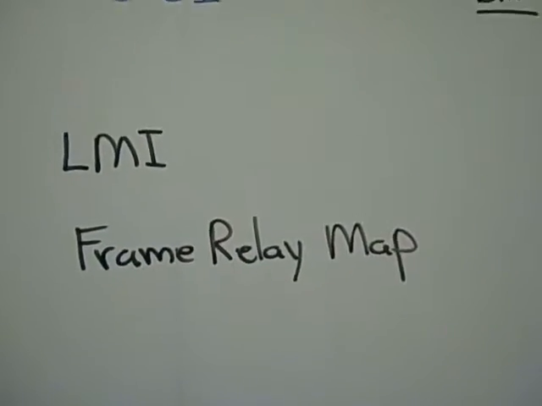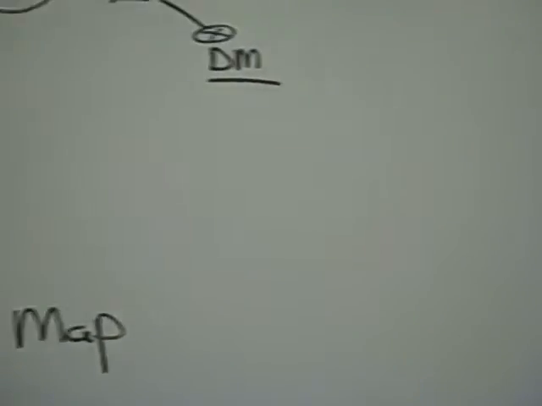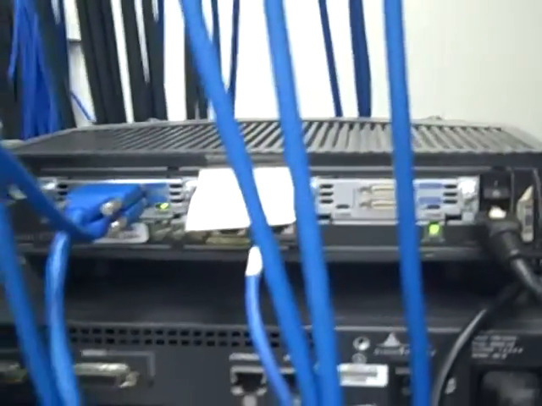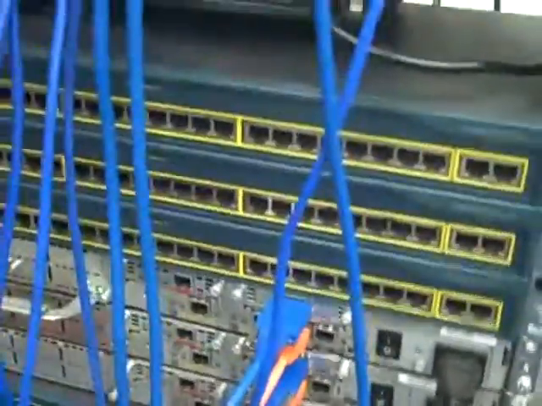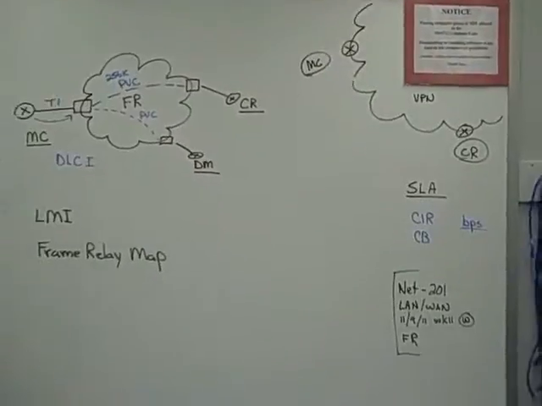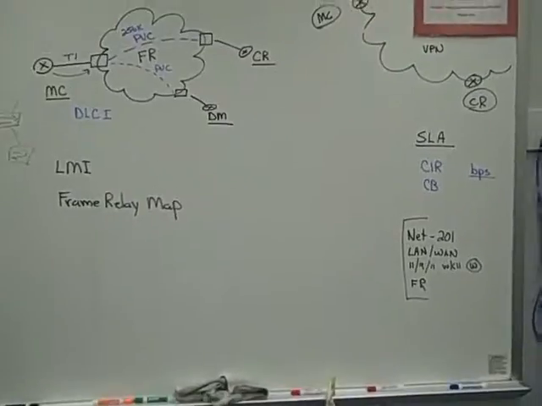We talked briefly about the Link Management Interface. We talked about frame relay maps. And today we actually did a frame relay setup using a router as a frame relay switch. We used these two routers here, and we had frame relay going between those devices. All right, that's it.